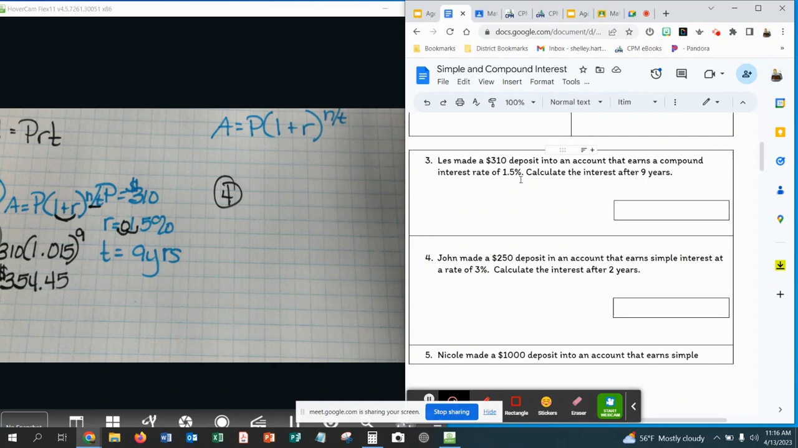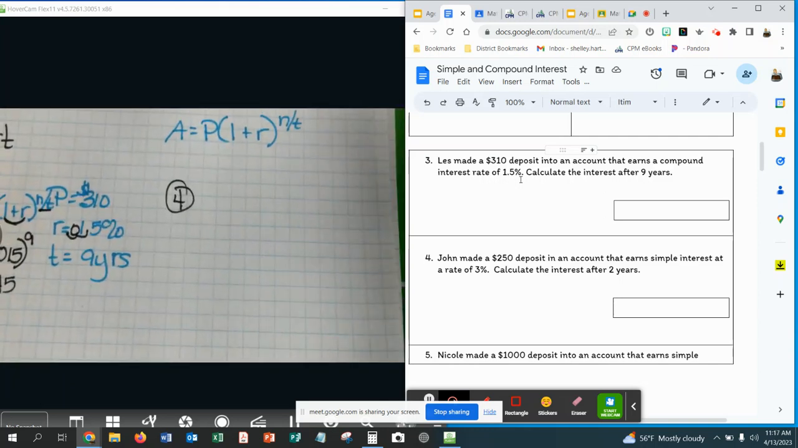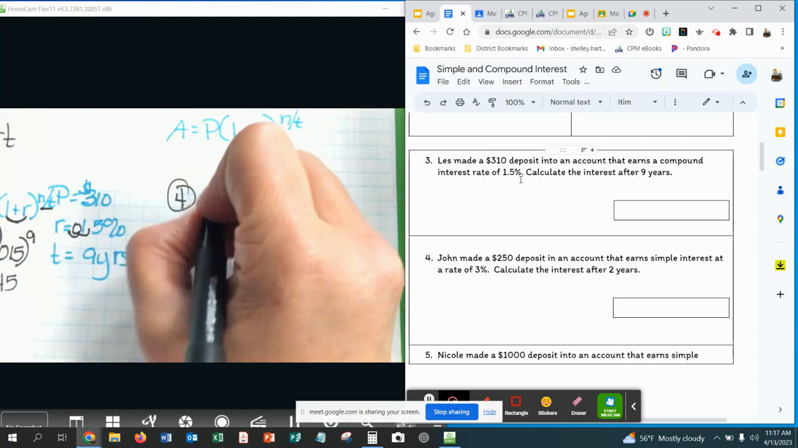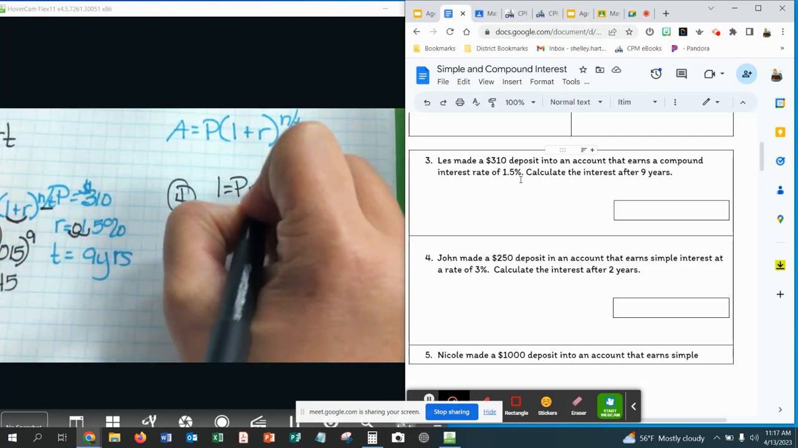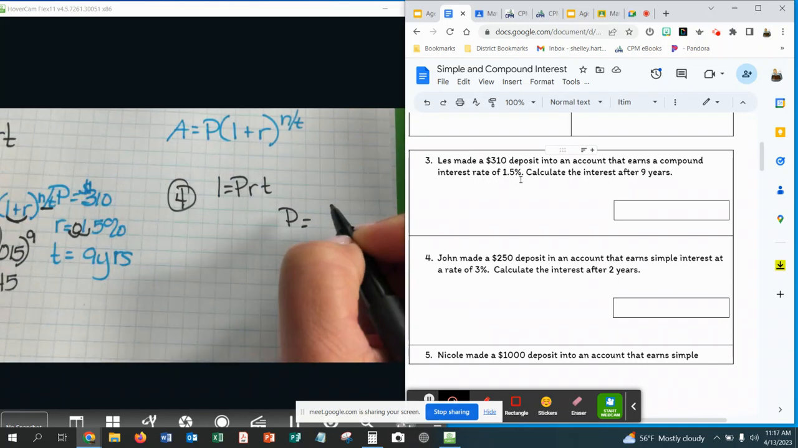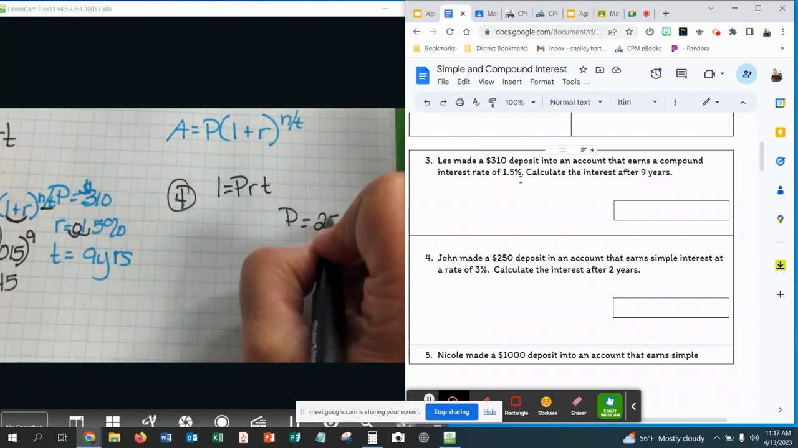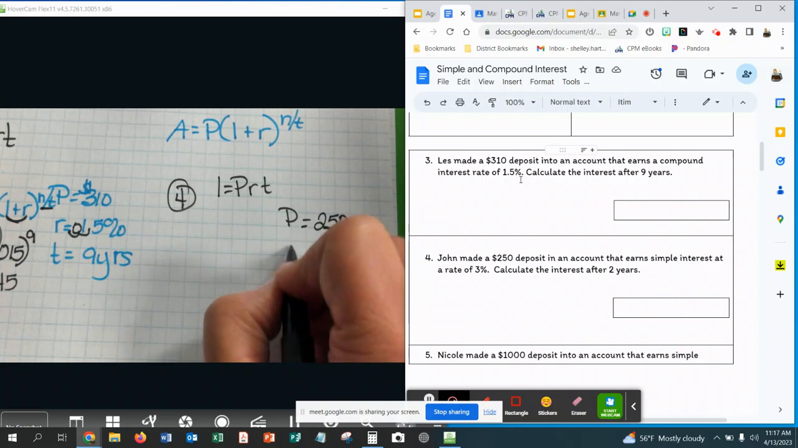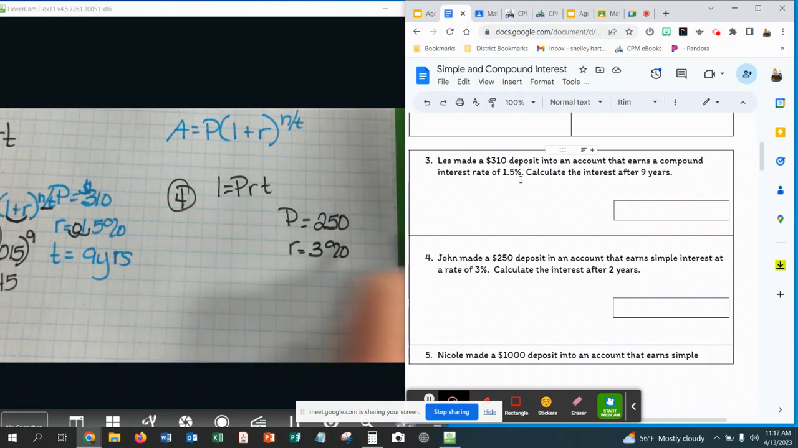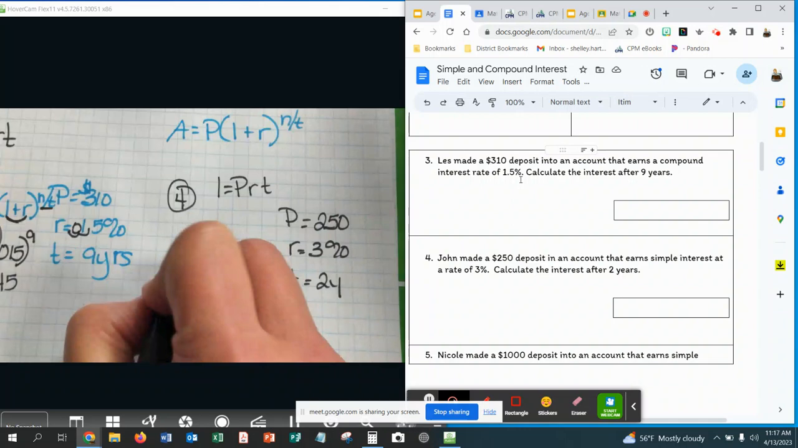4. John made a $250 deposit into an account that earns simple interest at a rate of 3%. Calculate the interest after 2 years. Who can give me the principal on this one? And by the way, is this simple? Simple, yeah, simple interest. So I'm going to put our equation. Who's got my principal? Chris. 250. Who's got my rate? Jojo. 3%. Perfect. And then who's got my time? Axel. 2 years. Can anybody tell me what I'm going to plug into my formula, how I'm going to structure it?